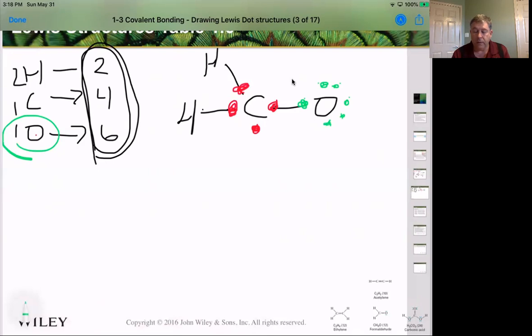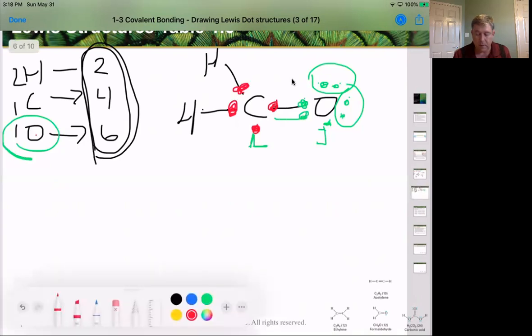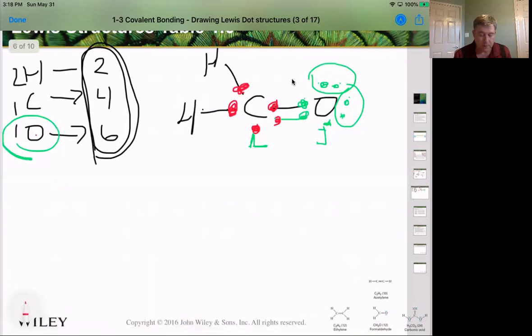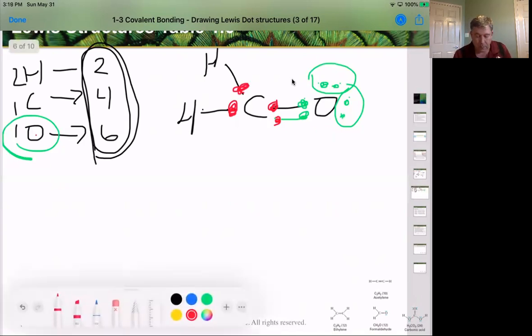Now we know that electrons that are lone pairs, that's okay. But we have an unpaired electron on carbon here. We have an unpaired electron on this oxygen here. What if we just put those together and made a second bond with those 2 electrons? Now let's see what that gives us here. Okay. What does that give us?